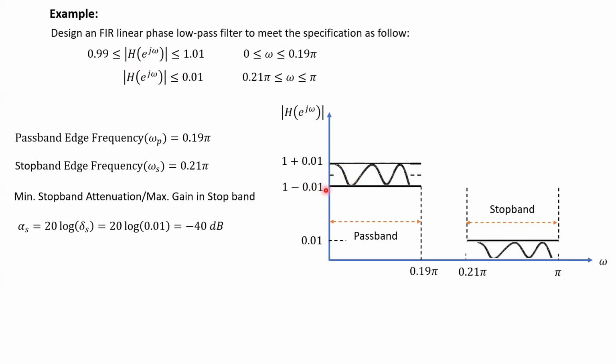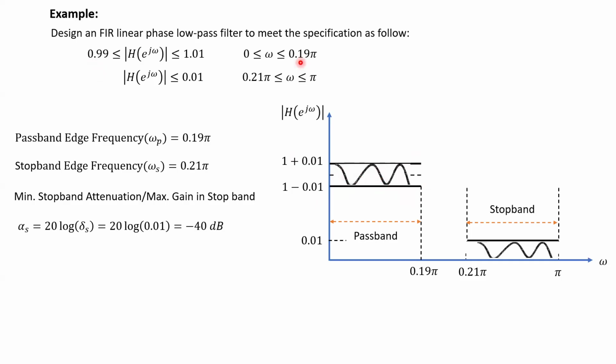These are the absolute gains, you remember. Within the pass band up to 0.19 pi, this absolute gain should not drop below 0.99. This is the requirement that you remember. It should not drop below 0.99. So this is the specification mentioned.